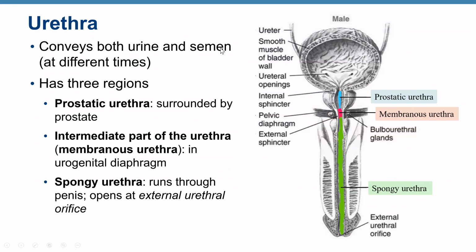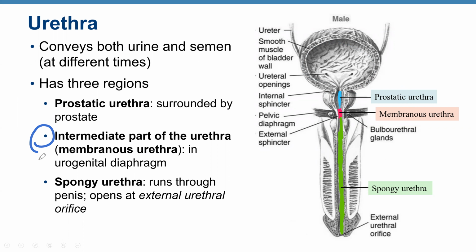Now, urethra. The male urethra conveys both urine and semen, but at different times. It has 3 regions: prostatic urethra, surrounded by the prostate. So here's the urinary bladder. Inferior to the urinary bladder, we have the prostate gland. So inside the prostate gland, we have the prostatic urethra.